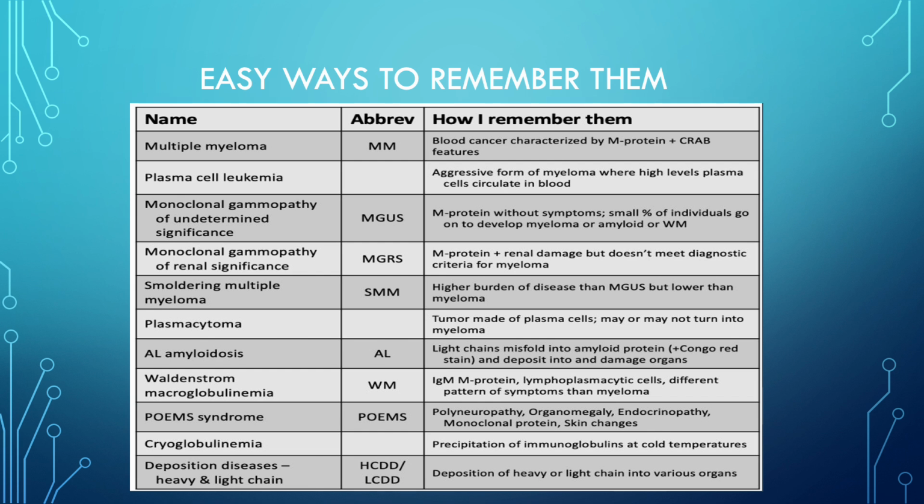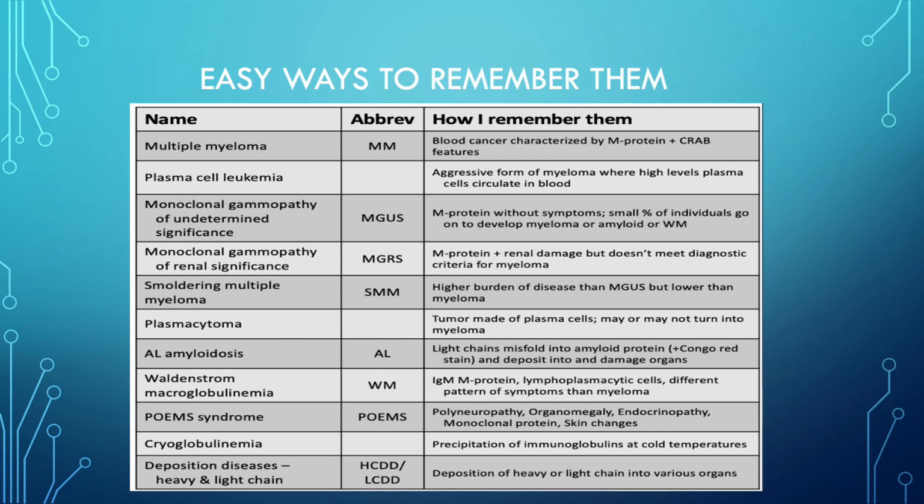Then there's MGRS, which is monoclonal gammopathy of renal significance. This means that there's an M protein elevation plus renal damage, but again it does not meet the diagnostic criteria for myeloma. We have smoldering myeloma. Again, there's a higher burden of disease than MGUS, but lower than myeloma. So there's a percentage which actually distinguishes smoldering myeloma from multiple myeloma and MGUS. We'll be talking in detail ahead. Then there's plasmacytoma, which, as you might know already, is a tumor made of plasma cells, and it might turn into myeloma.